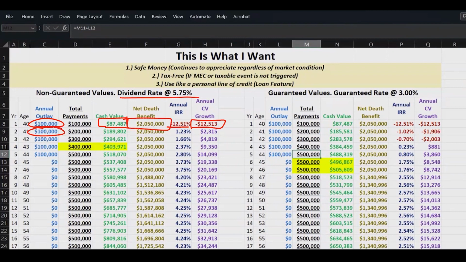The second year, you pay in $100K. The cash value was 87.5. Now it's 189 and change, almost 190, which is an internal rate of return of 1.23%, isolating that year, which comes out to a dollar amount of $2,300, meaning I got my 100K back in year 2, plus another $2,300 in total money received from the insurance company.